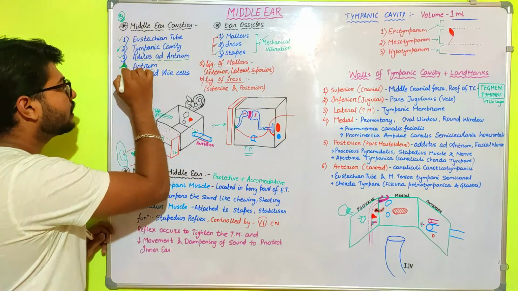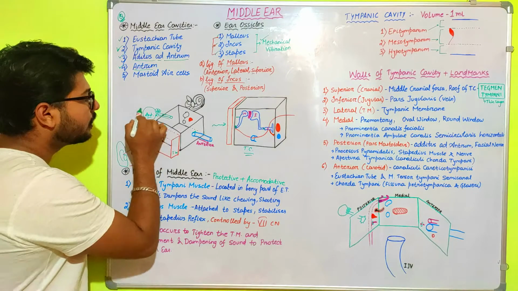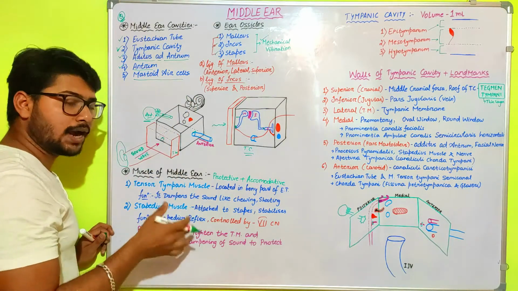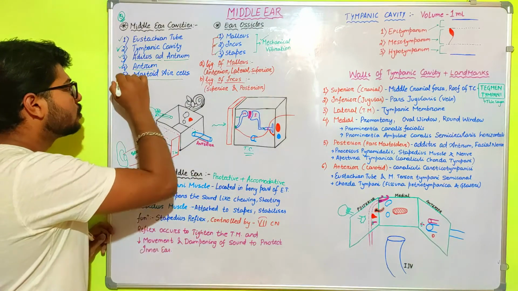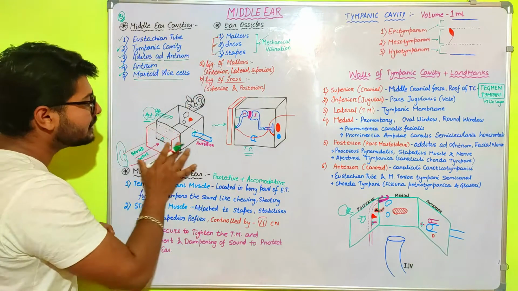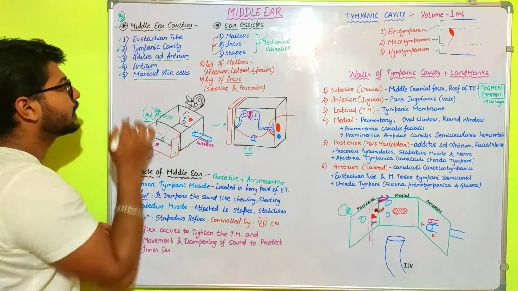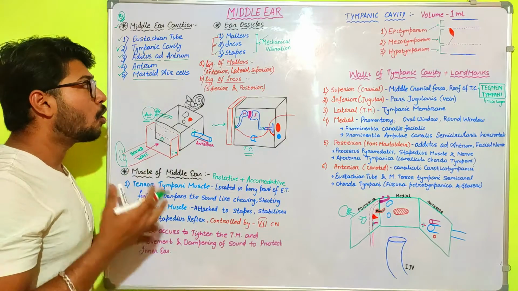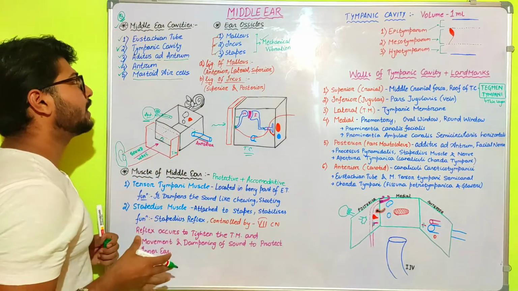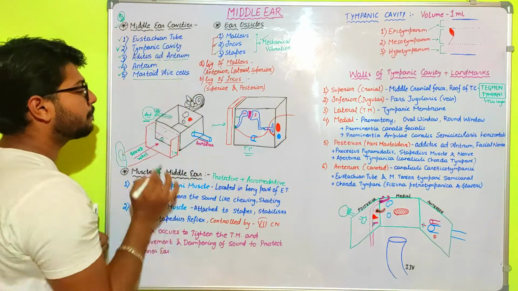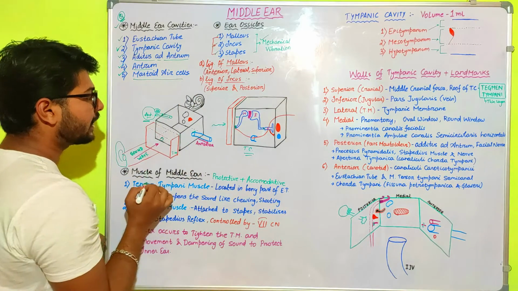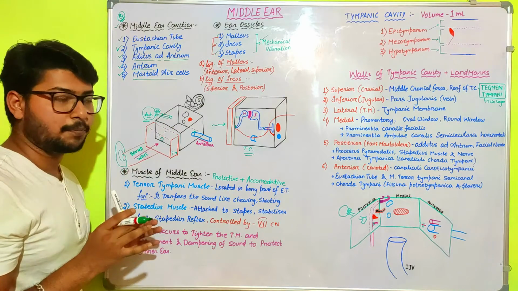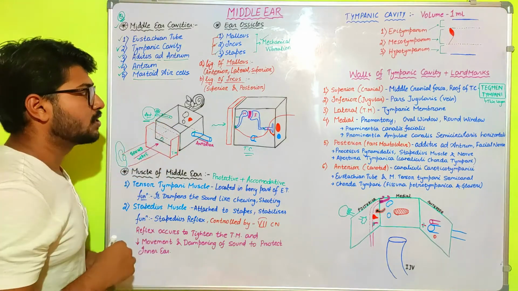Okay, then after it connects with the antrum, and surrounding the antrum we have small mastoid air cells that are also filled with air. So we have all these cavities near the middle ear. So the question comes, what are the cavities surrounding the middle ear, or what are the cavities that are present in the middle ear? The eustachian tube, tympanic cavity, aditus ad antrum, then mastoid air cells, and finally the antrum. Okay, this is the first question.